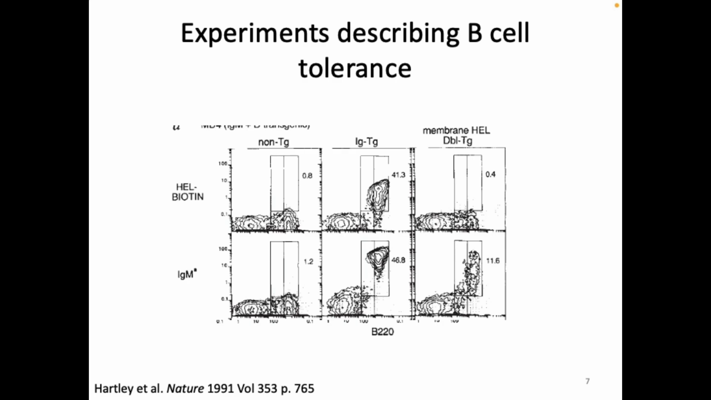Here is the mouse that is the transgenic that we made. And in fact, this is the membrane version of the antigen. So that was our hypothesis that we drew on the board. What do they see in the experiment?